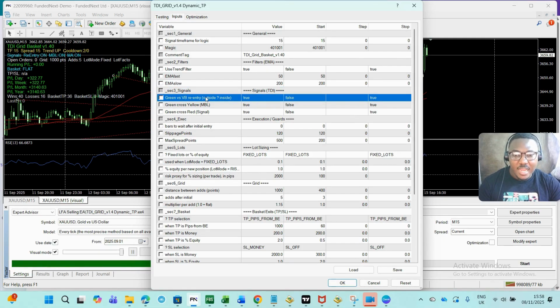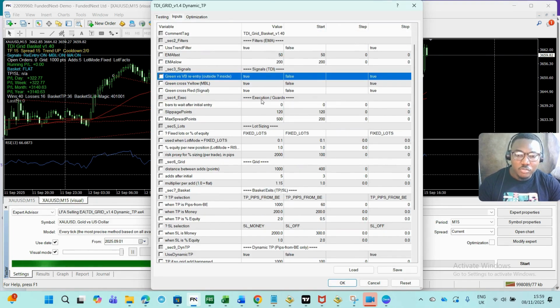Then I have the 3 signals turned on. You can decide to turn them off by setting them to false. Depends on how you want the EA to work. You can backtest using each of them to see how it works when it takes the trade, which one is an early entry, which one is a late entry. Depends on the kind of trading pair you trade with.